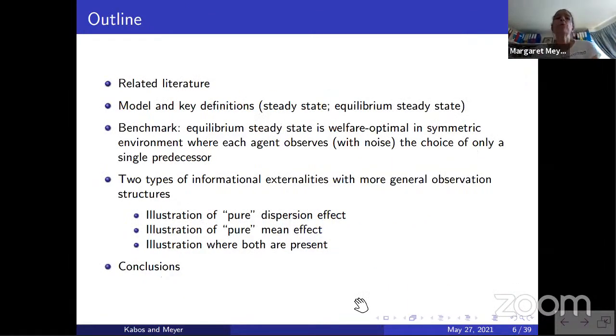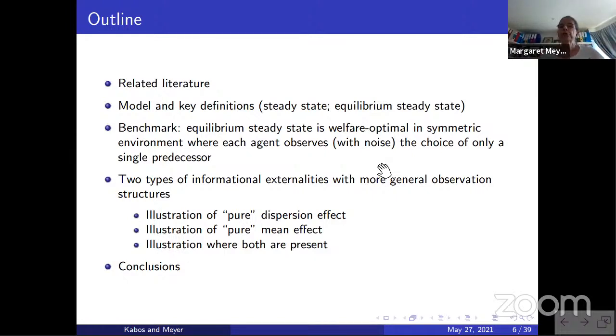So here's an outline of what I want to do today. I'll begin by talking about related literature. I'll then present the model and the key definitions of steady state and equilibrium steady state. I'll then turn to our benchmark analysis, in which we demonstrate that the equilibrium steady state is in fact welfare optimal in a symmetric environment where each agent observes with noise the choice of only a single predecessor.